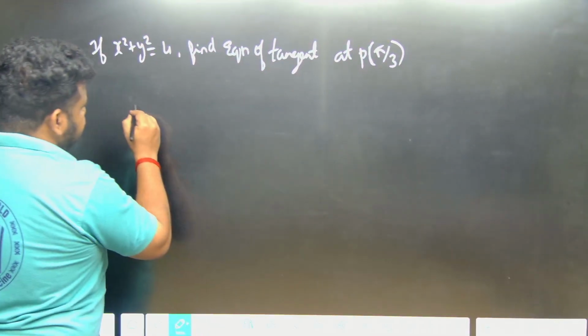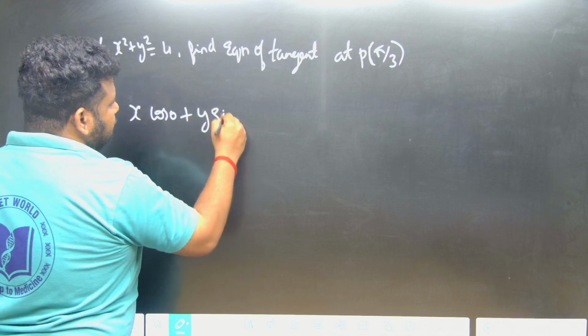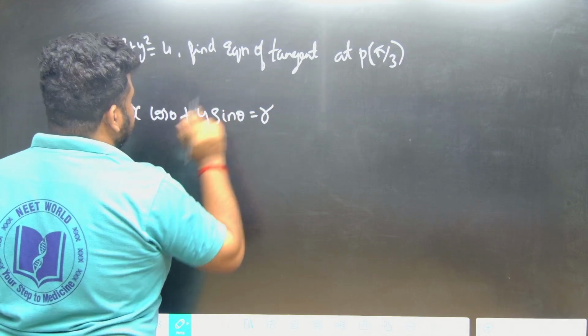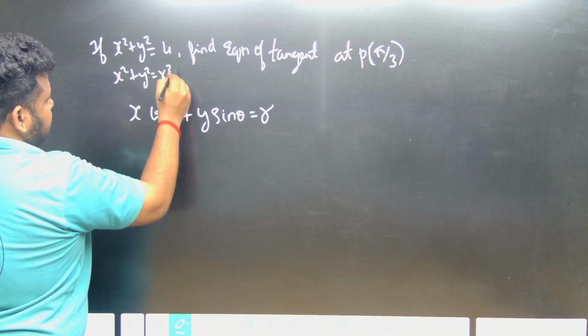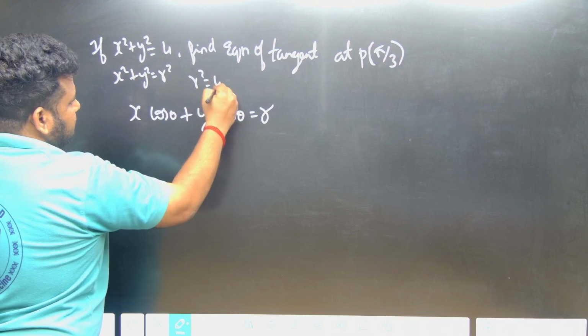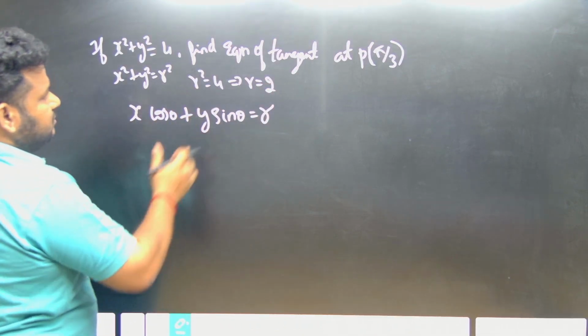Equation of the tangent in parametric form is x cos theta plus y sin theta is equal to r. It is not r square, don't make the mistake, it is r. Here this is of the form x square plus y square is equal to r square. So this implies r square is equal to 4. That implies r is equal to 2. So here in this question, theta is equal to what?